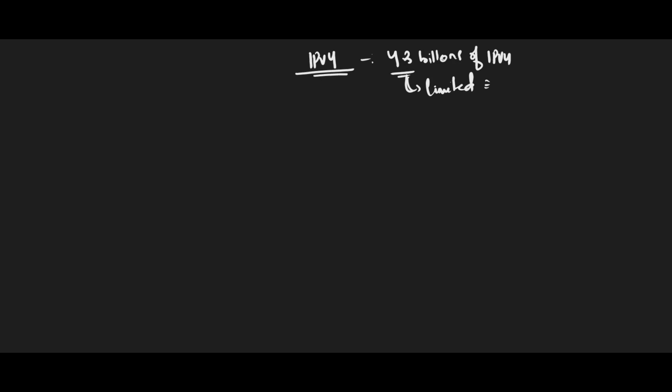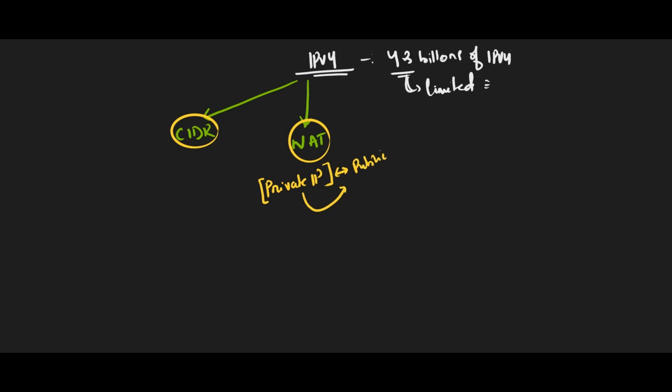So what are the ways in which we can conserve IPv4 addresses? The first way is CIDR, which stands for Classless Inter-Domain Routing. The second is NAT, Network Address Translation. In a LAN environment you assign a private IP range, and NAT translates this private IP into a public IP address, mapping a range to a single public IP. You can do PAT too. We'll discuss this in our upcoming videos. Using private IP addresses also conserves our IP address space.